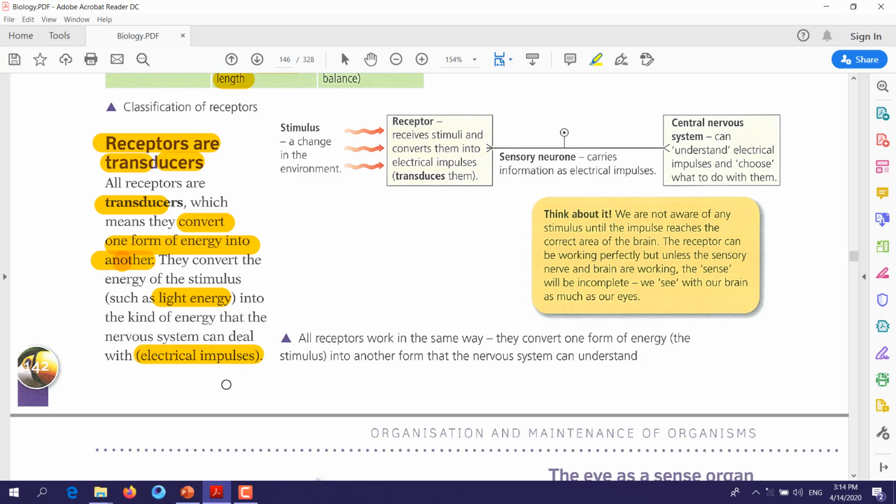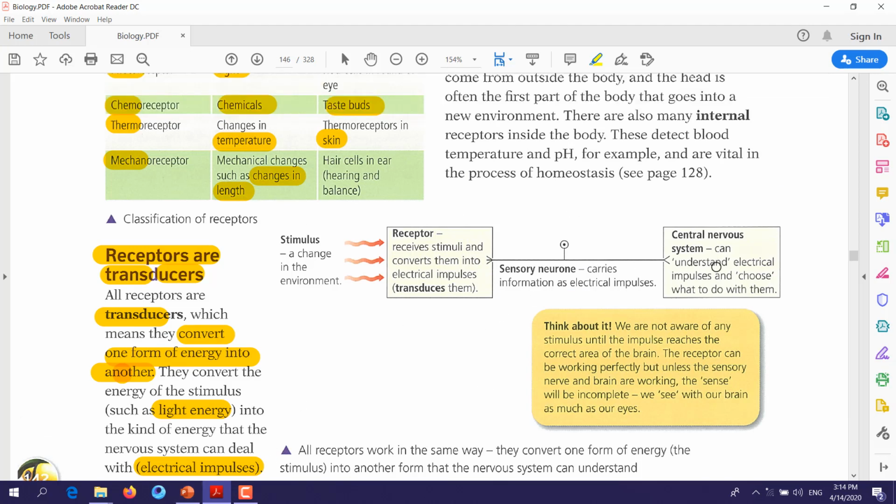our nervous system, the principle of it, is what? It's sending electrical impulses. So now what happened? The receptor in our eye detects what? Light energy. Then it converts this light energy into electrical impulse. So this is what we mean by receptors are transducers.